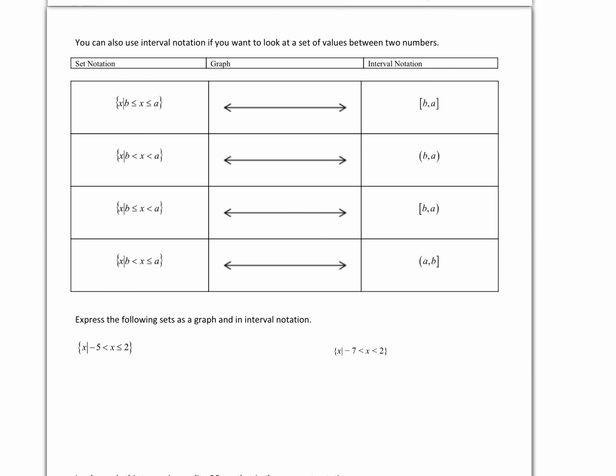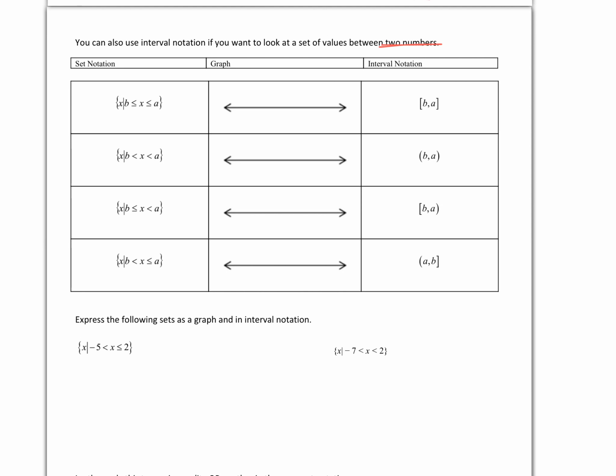Next, we're going to look at interval notation between two different numbers. So maybe between 1 and 2, or between 0 and 100. So between two different numbers. Again, I'm just using examples of A and B, so general variables. B can be any number, A can be any number.